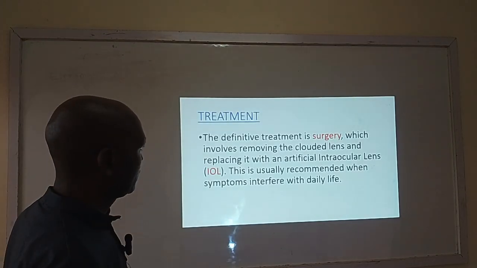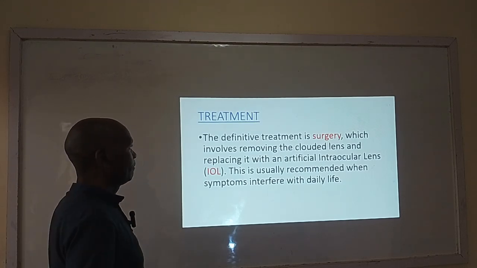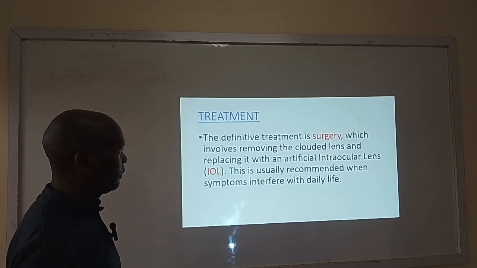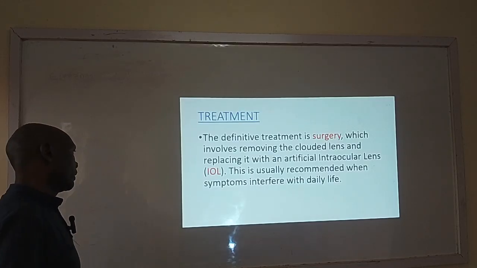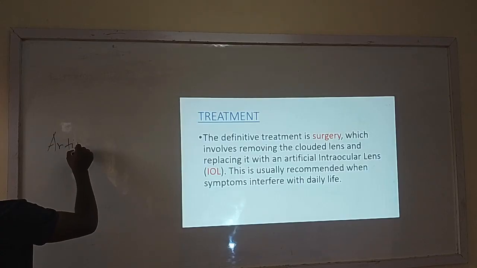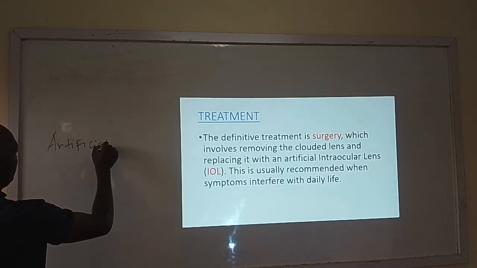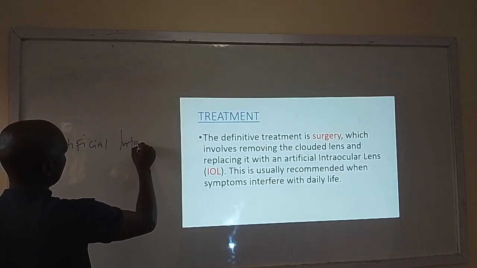How do we treat cataracts? We just do a surgery to remove the opacified lens and replace it with an artificial intraocular lens.